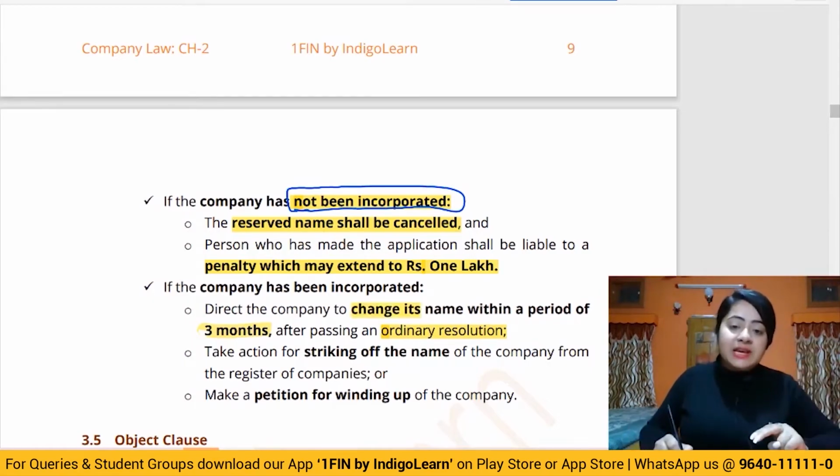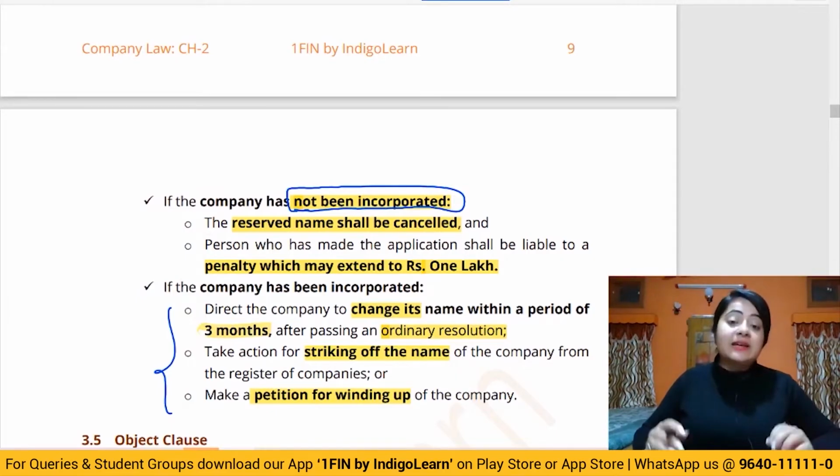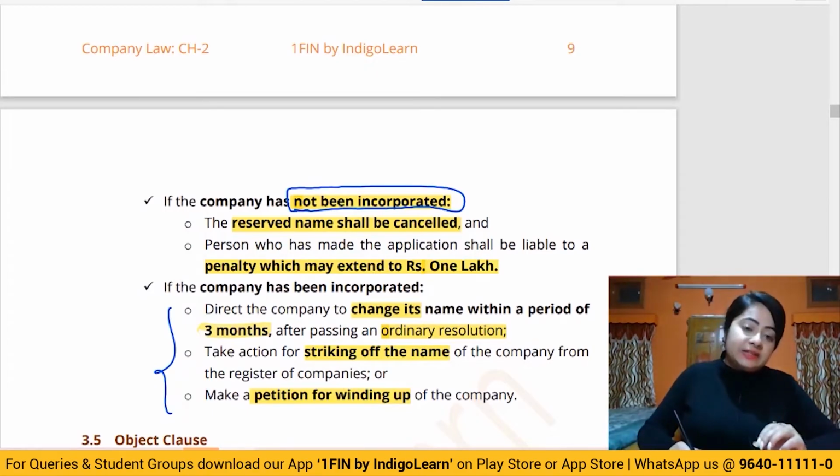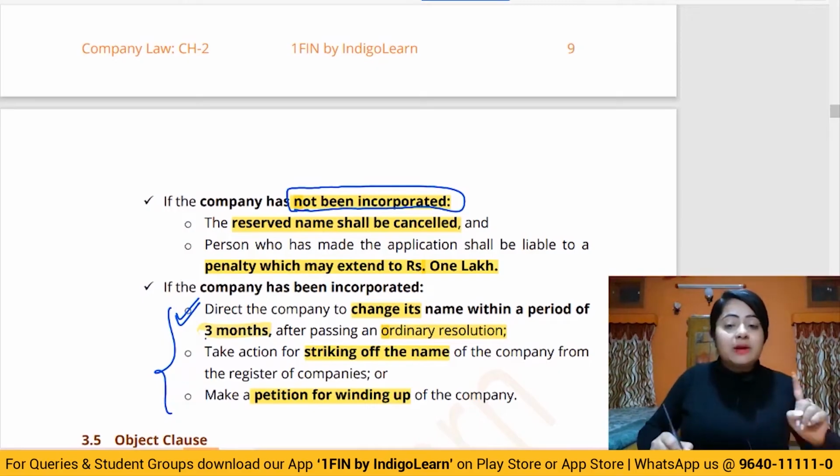The second possibility is that the company's name might be struck off. The third possibility is that a petition may be filed for the winding up of the company. One of the three possibilities is going to happen. So once the company is incorporated, if it is found out that the name was obtained by the company and the founders by submitting wrongful details, then either the name of the company will be asked to change in how much time? In 3 months by passing an ordinary resolution.